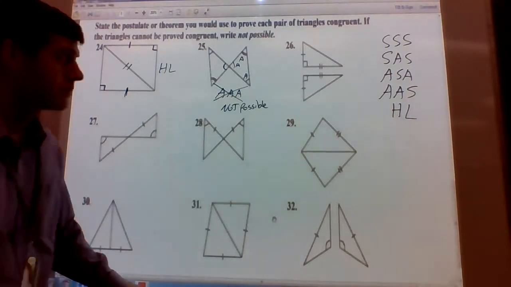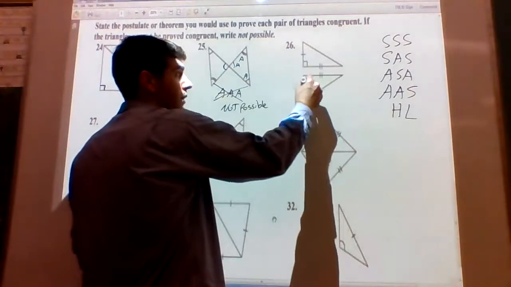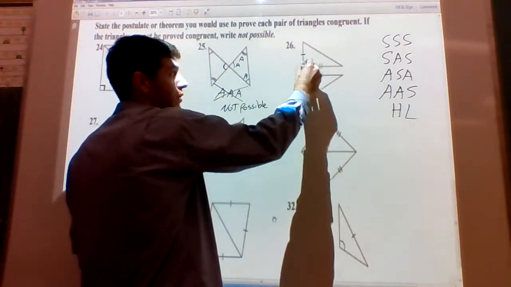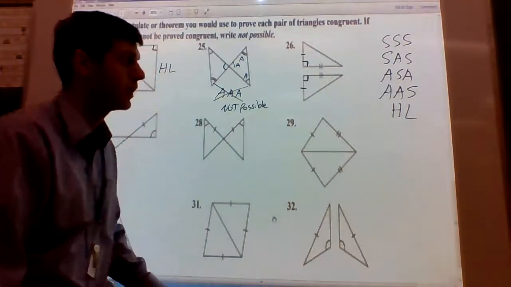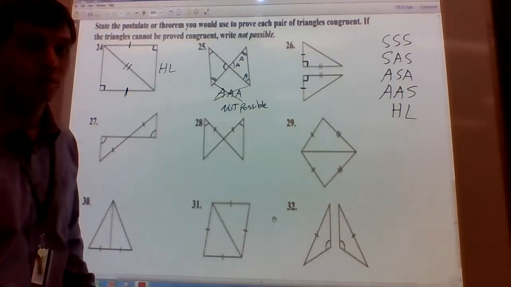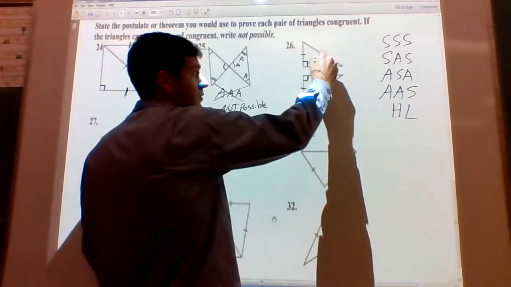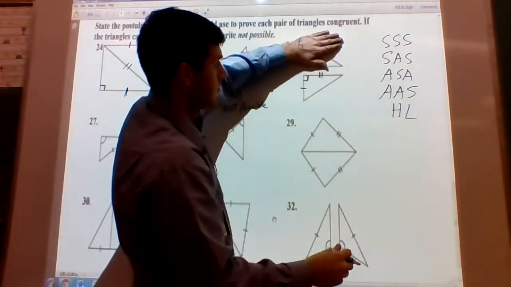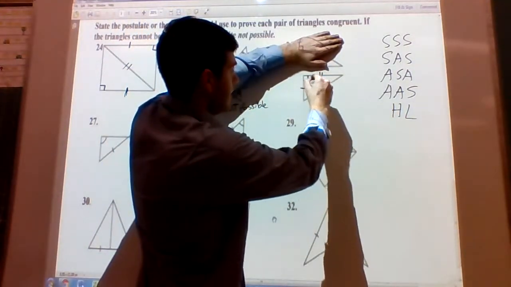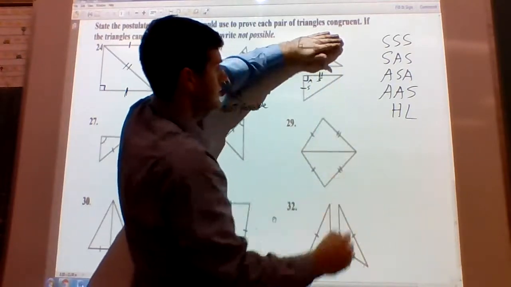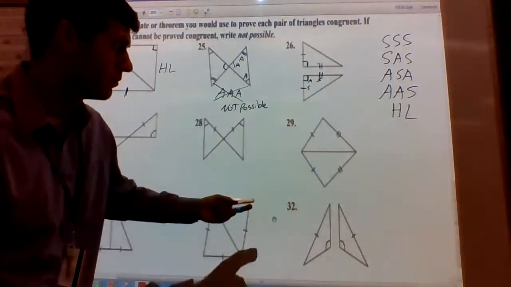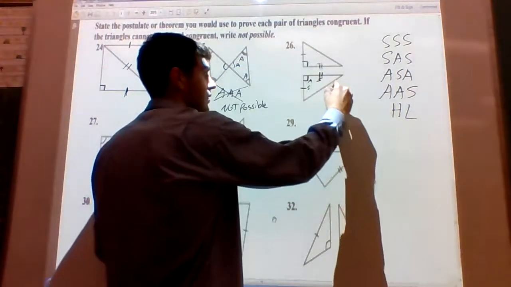Number 26. We have a pair of sides that are congruent. We have right angles. We know right angles are congruent by the right angle theorem that says all right angles are congruent. And then it's telling us we have another pair of sides that are congruent. So cover up one triangle: side, angle, side. So yeah, side, angle, side.